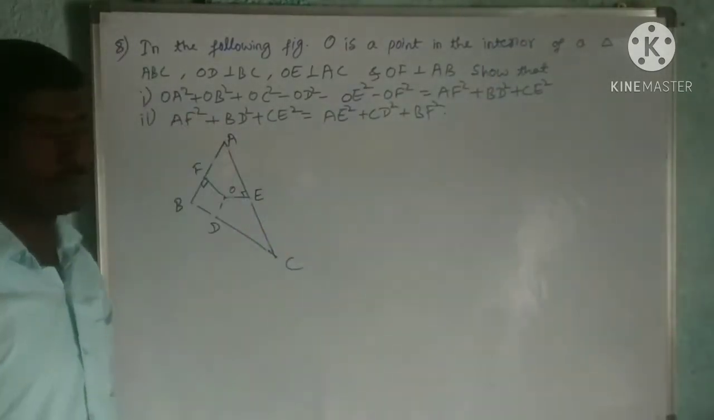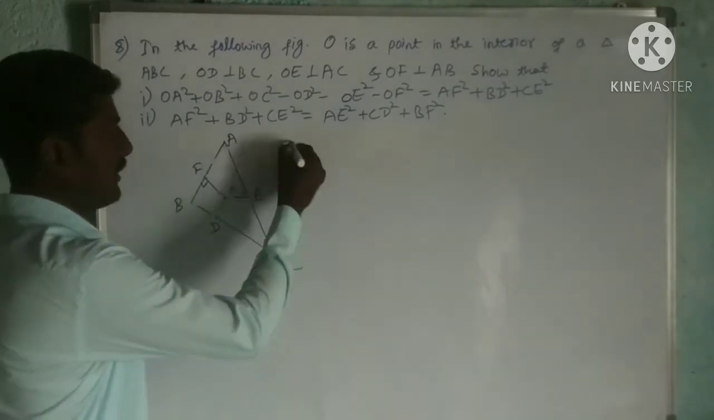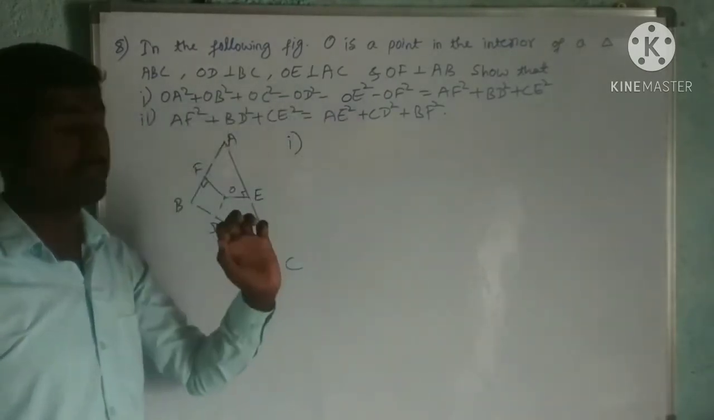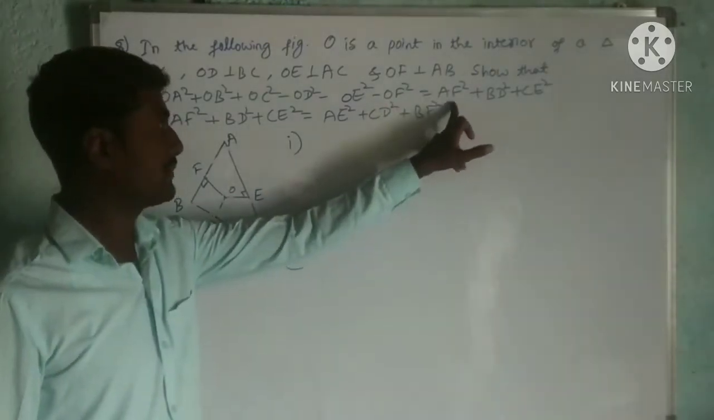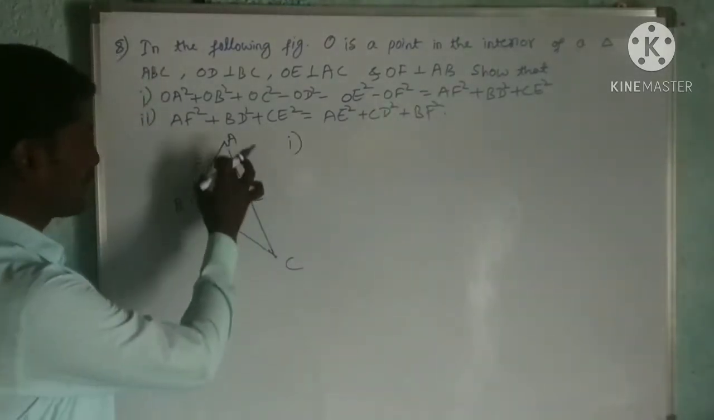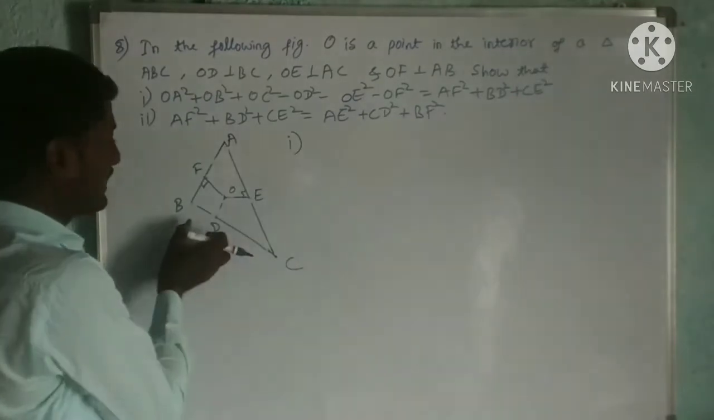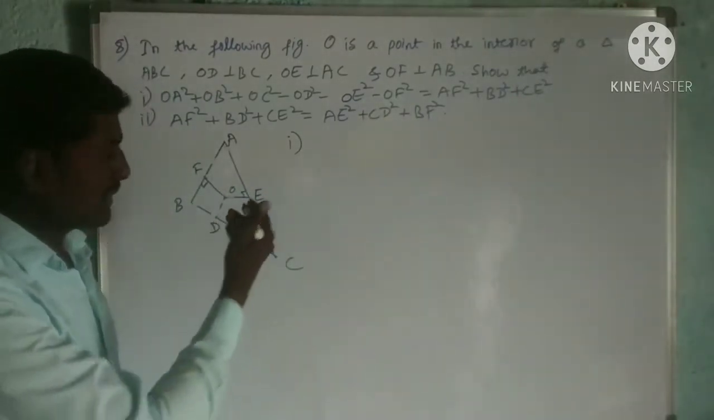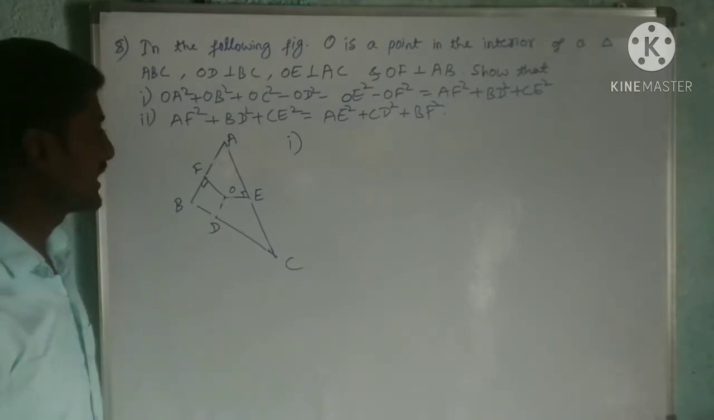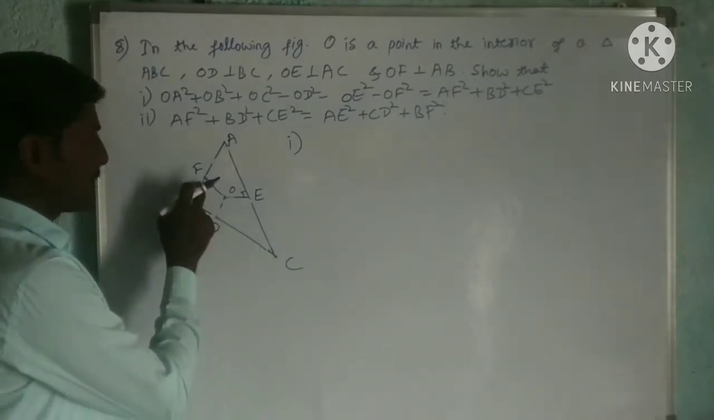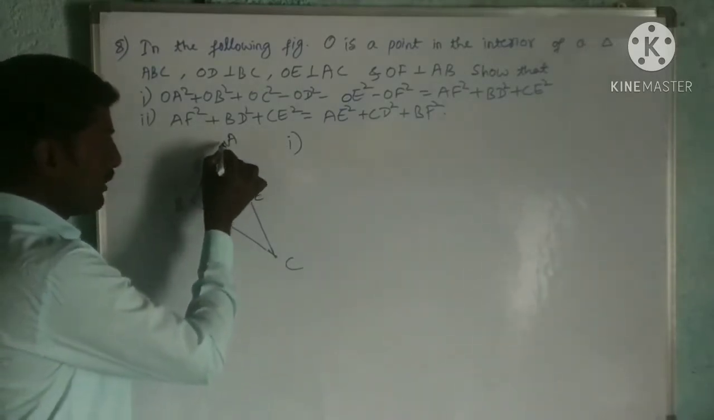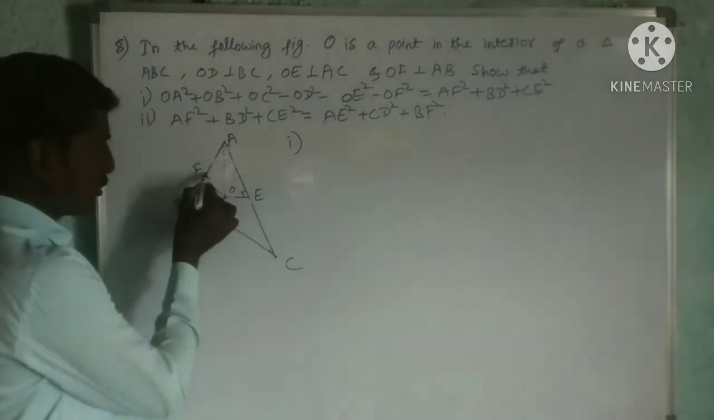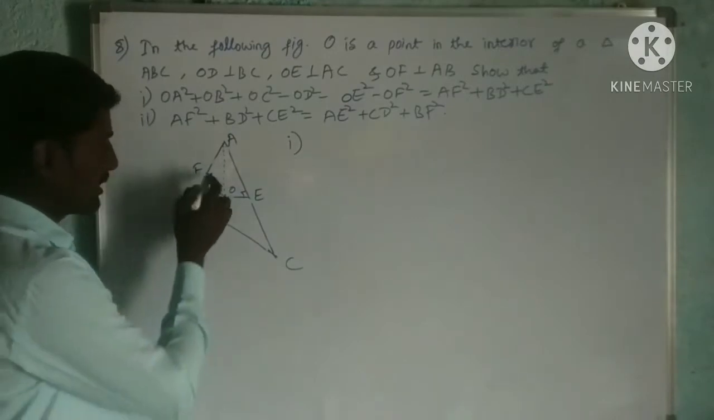Okay, let us prove one by one. First I will go for the first one. You observe the right side: AF square, BD square and CE square. Here you have to form right angled triangles. Already OF is perpendicular to AB. Now let us join OA, so this angle is also 90 degrees.